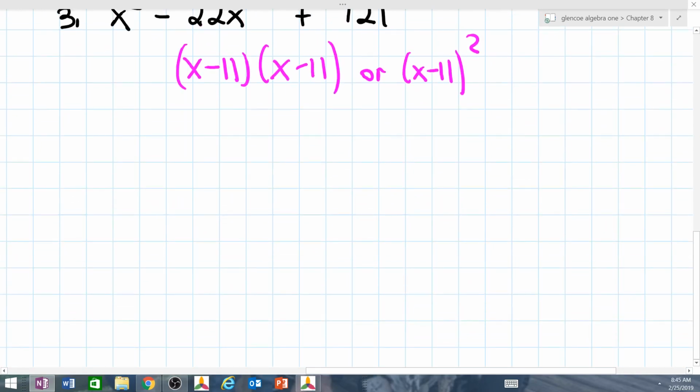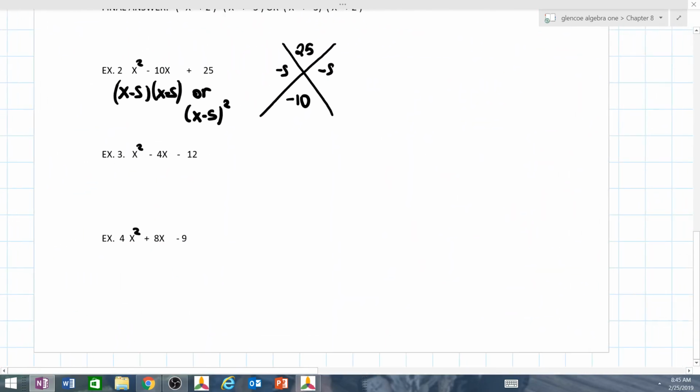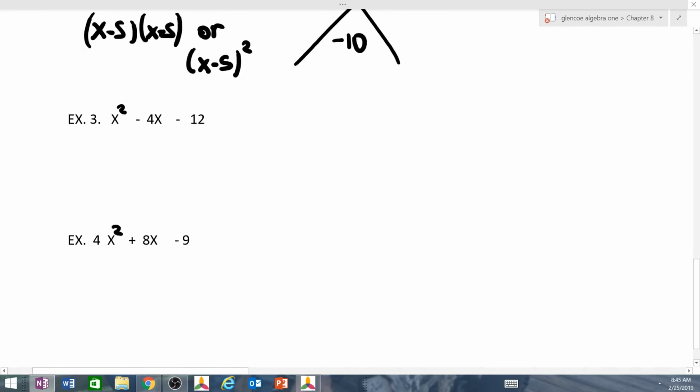Okay. Here we go. Next example. Example 3. What multiplies to negative 12 and at the same time adds to negative 4?